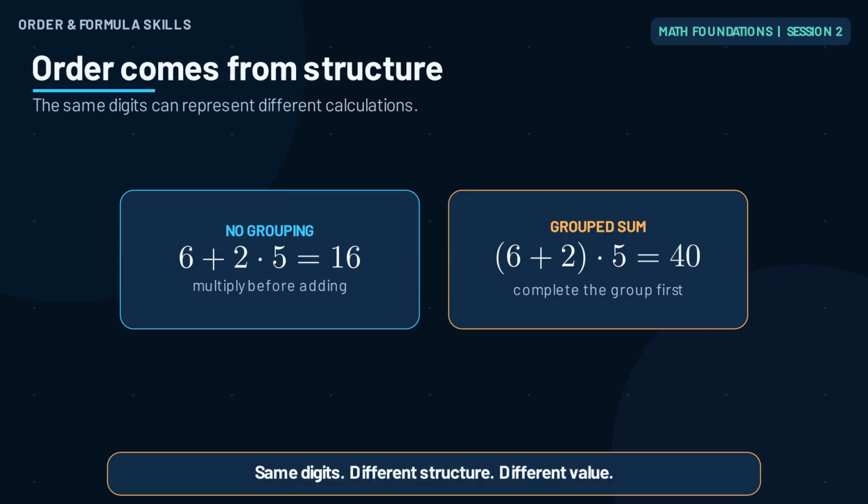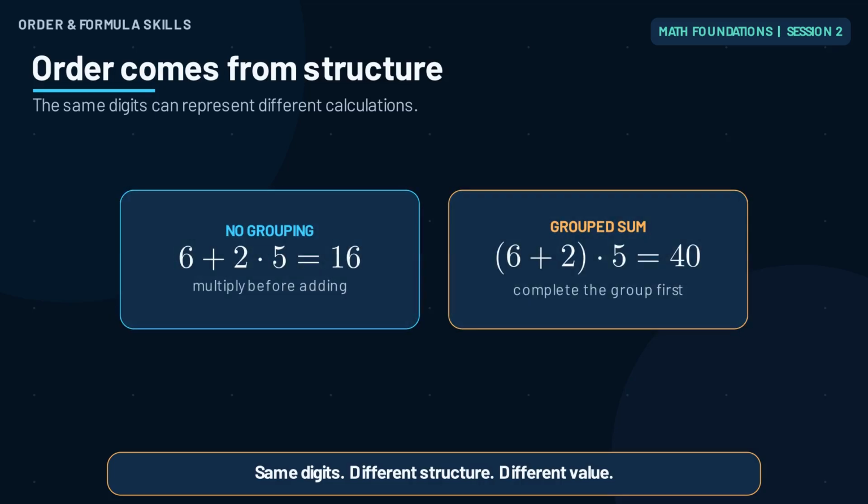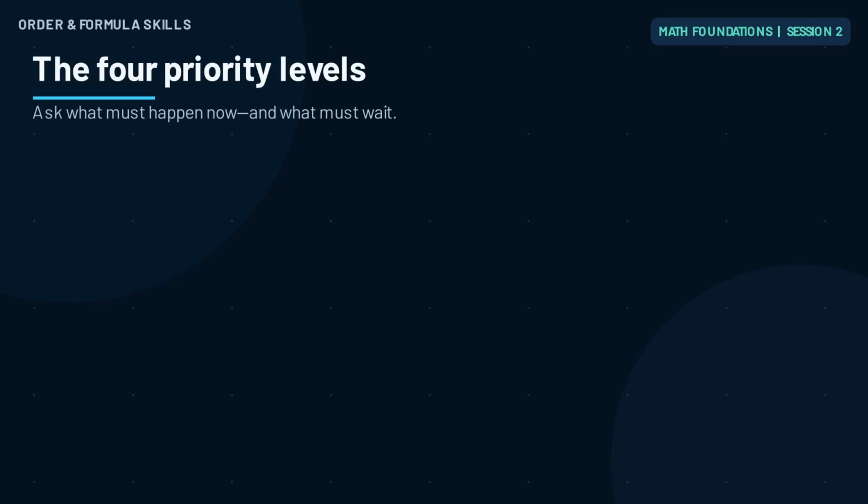The digits are the same. The structure is different, so the value is different. Our goal is to read that structure before touching the arithmetic. Here is the complete priority map.